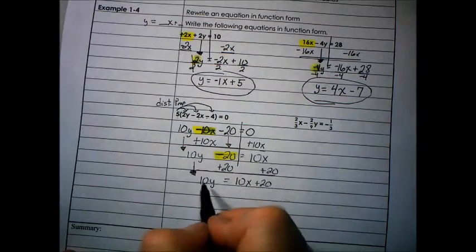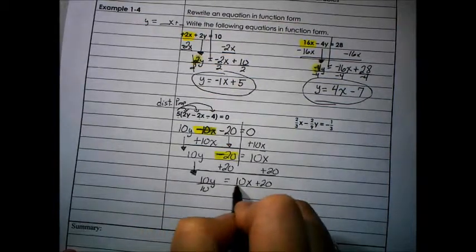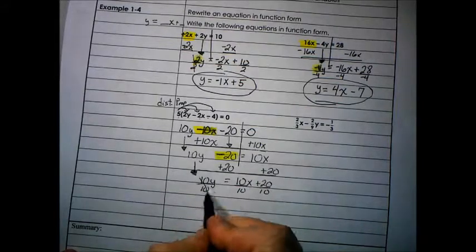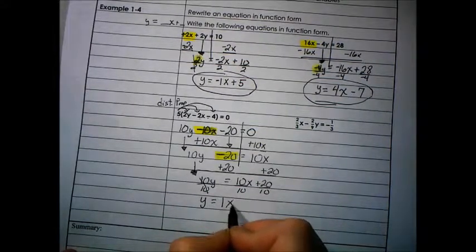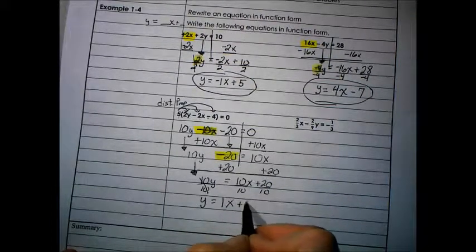Now the last step is to get rid of the 10 that's with the y, which means I'm going to divide. So divide each item by 10. That gives you y equals 10 divided by 10 is 1x, and 20 divided by 10 is 2.